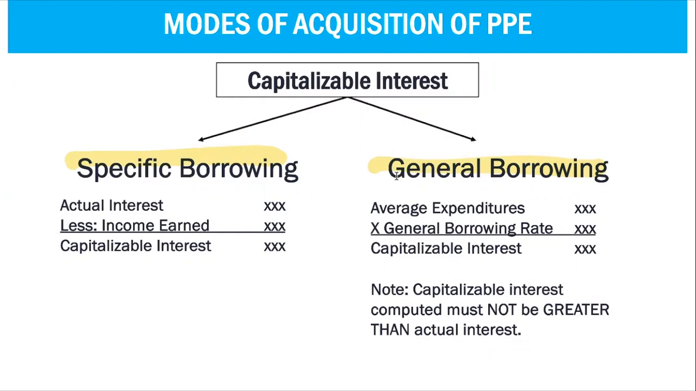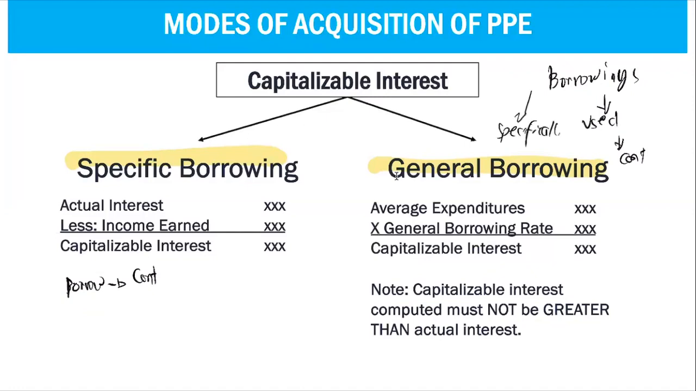Okay? Specific borrowing, borrow first for the construction. So there is a direct relation. For general borrowing, you just have borrowings and you use that borrowing for construction. But take note, these borrowings are not specifically for construction. It is for all purpose. So pwedeng gamitin kahit saan.